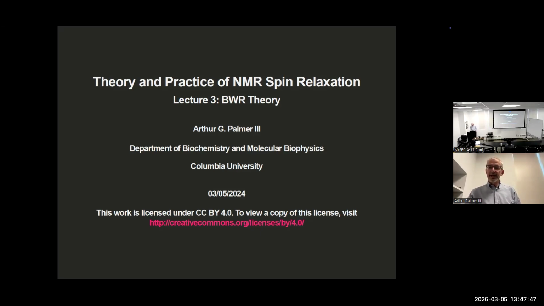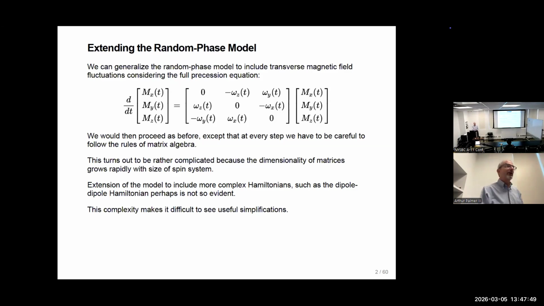Now, in reality, we don't just have fluctuations along z. There can be fluctuations in the magnetic fields in any direction. So I should write that I could have fluctuations in x, y, and z that are all time dependent. And now I have, even for a single spin, not even talking about more than one spin interacting, a matrix equation. And now you're all getting to feel a little nervous. Oh no, not more matrices.